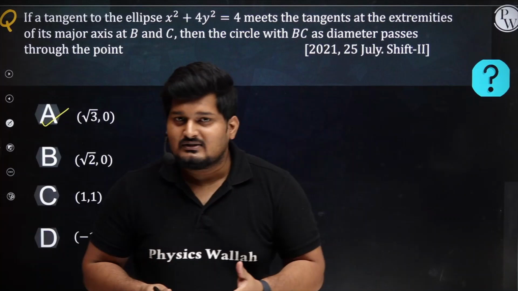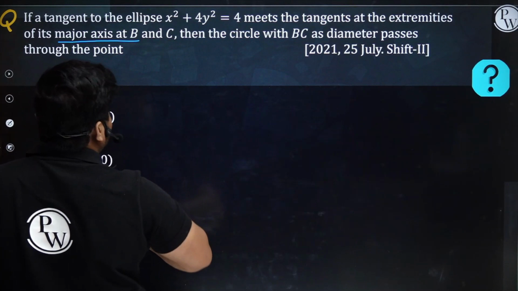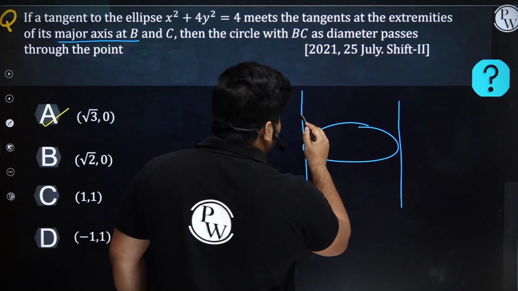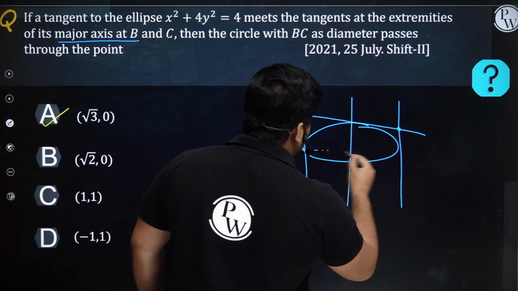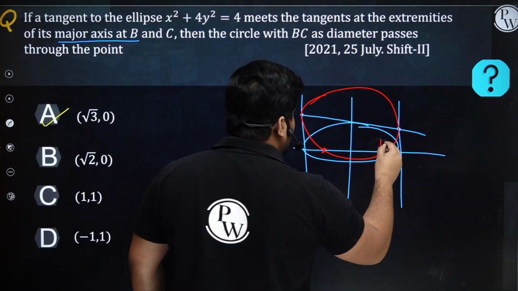You see, there is no twisting here. This directly says that the tangents at the extremities of the major axis are intersecting, and we have to see the circle with these two points. So we have written this as a property that this will pass through the focus of that ellipse. So if you see here, root 3 comma 0 is the focus.